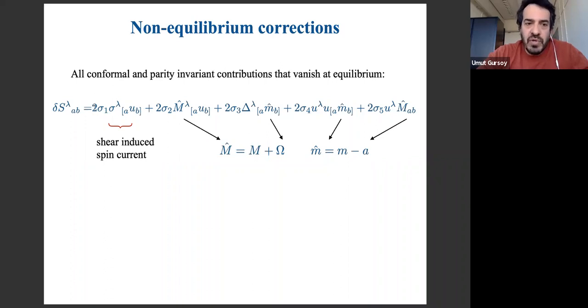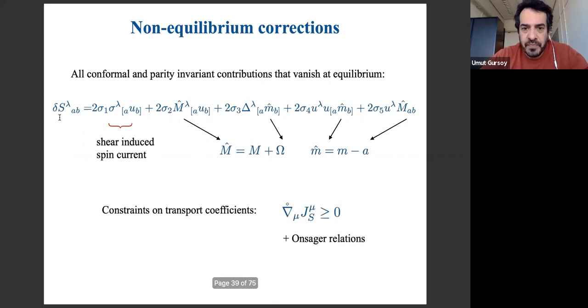They all come with different transport coefficients that I'm denoting sigma I. The first one comes together with the shear tensor. This is an interesting term, because you see that it will give rise to some kind of shear-induced spin current. This may have some interesting applications, I don't know.